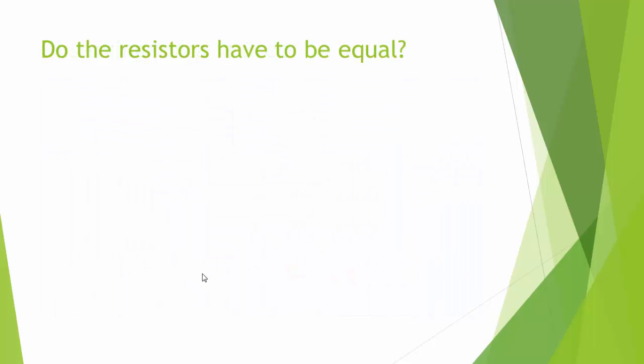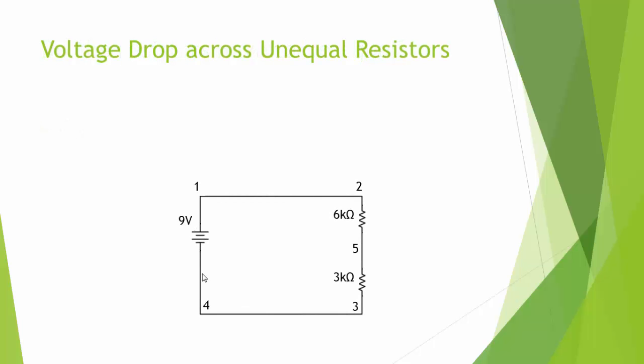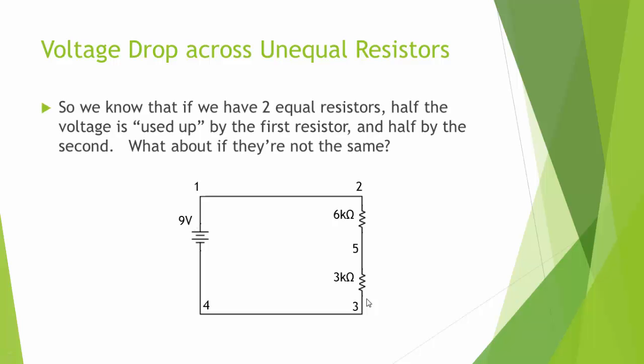Now you might ask yourself, wait a sec, do the resistors have to be equal? And of course they don't. So we can also look at voltage drop across unequal resistors. In this case, we've got a 6K resistor and a 3K resistor in our series circuit. So these aren't the same. They don't use up the same amount of electron energy.